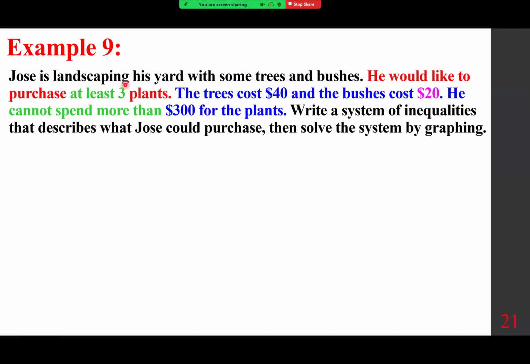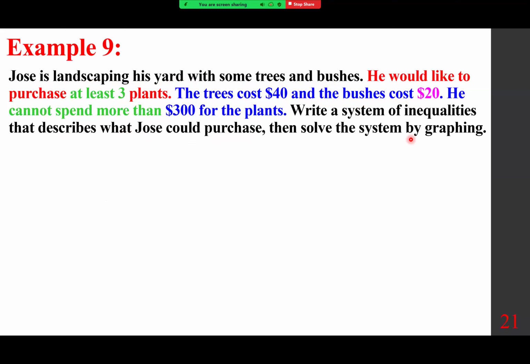Jose is landscaping his yard with some trees and bushes. He would like to purchase at least 3 plants. The trees cost $40 and the bushes cost $20. He cannot spend more than $300 for the plants. Write a system of inequalities that describes what Jose could purchase, then solve the system by graphing.